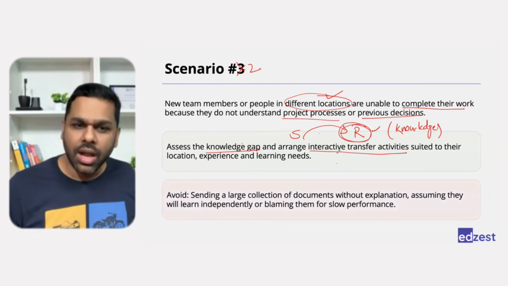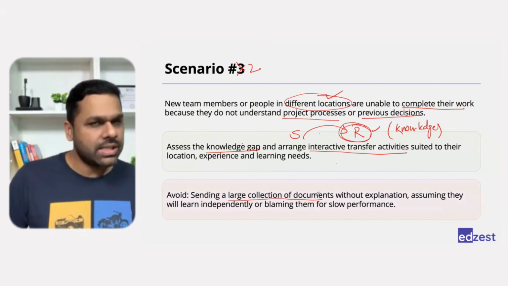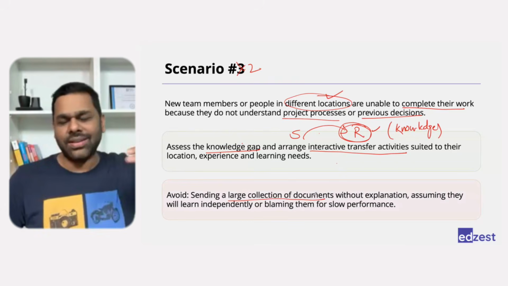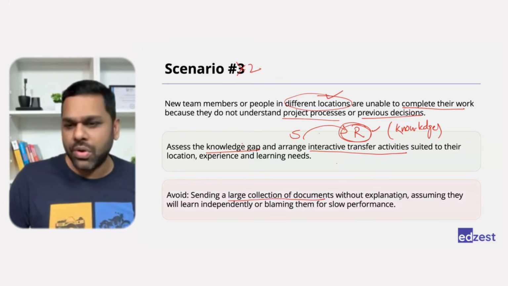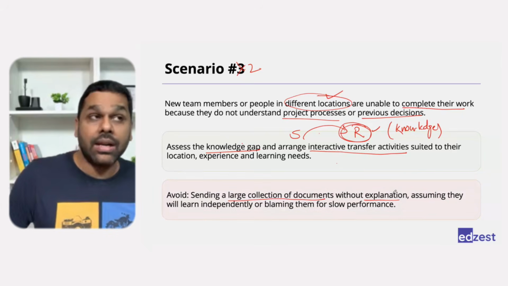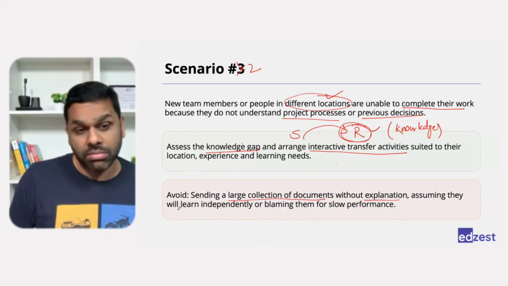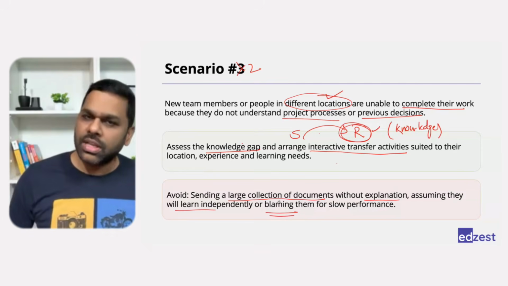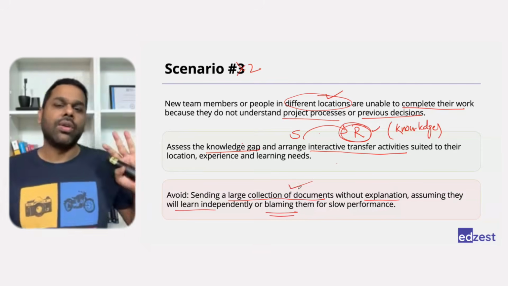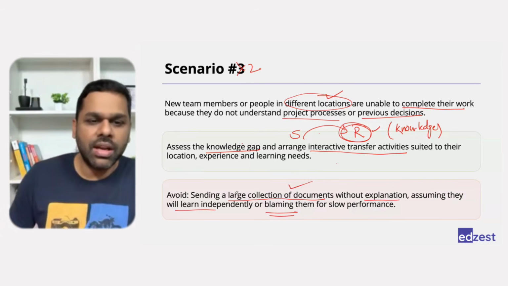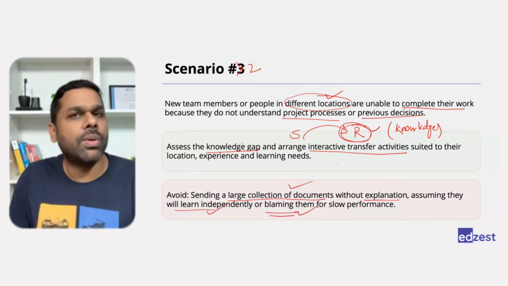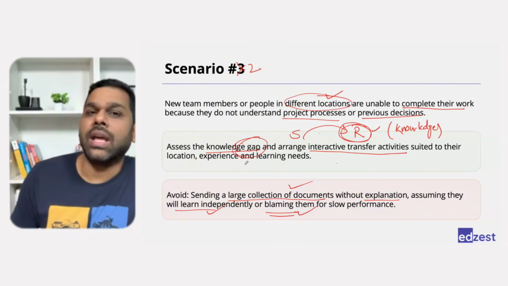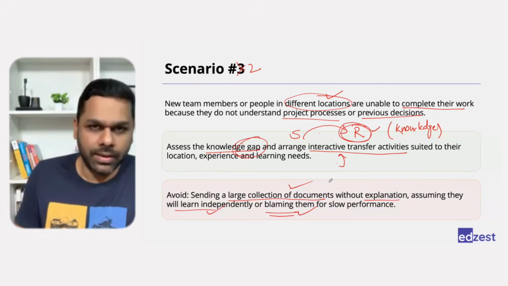Okay, what should we avoid? Avoid sending a large collection of documents, as I said, right? 256 GB of document, go ahead. You will understand everything in the project. It will not happen. Without explanation, it's of no use. Right? And assuming that people will learn on their own is also bad. Blaming is even worse. Right? So if you see any of these options, that we send all the documents to that person, or assuming that they will learn independently, or blaming them for slow performance is not a good thing. As a project manager, we need to understand what gap is there and try to resolve that.